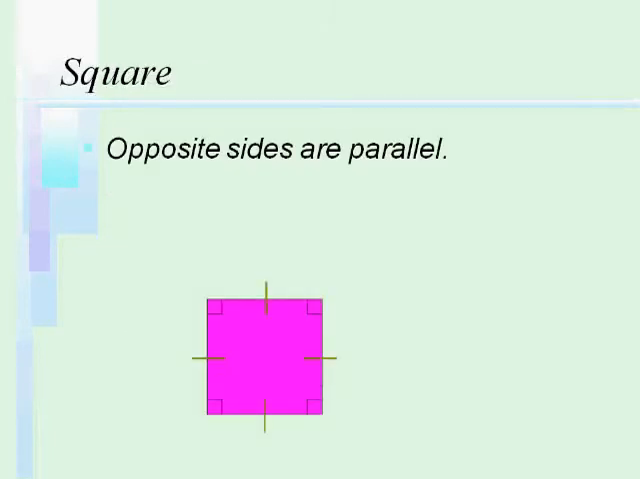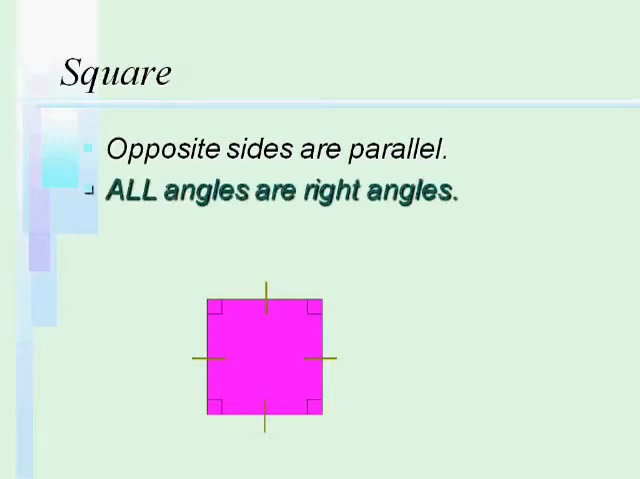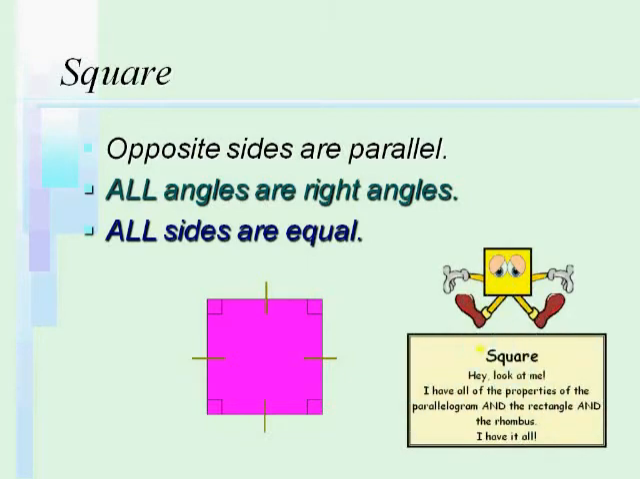Square has, again, opposite sides that are parallel, all angles are right angles, and all sides are equal. So that means that not only does it have all the same properties or features of a parallelogram, it also has all the same properties of the rectangle and the rhombus. So that means a square can also be called a rhombus, a rectangle, or a parallelogram.